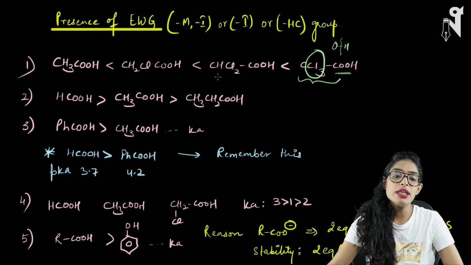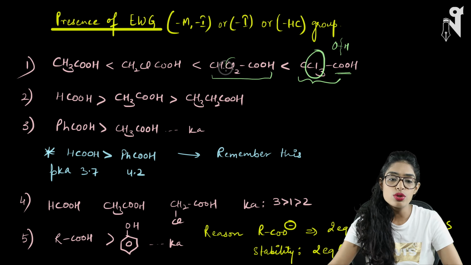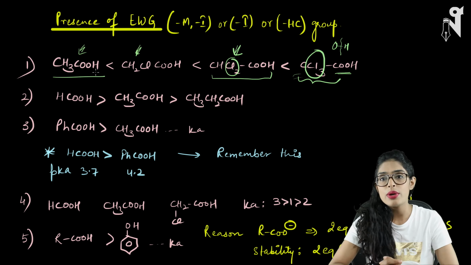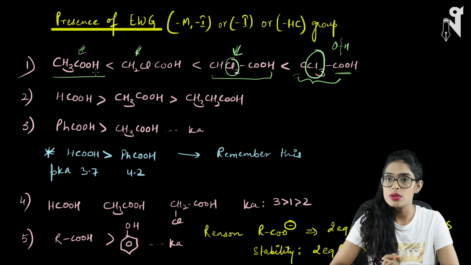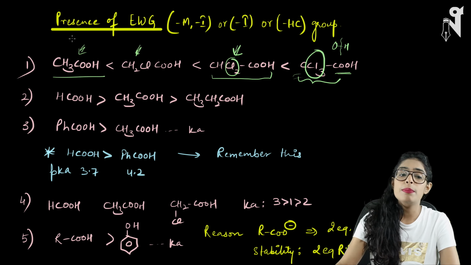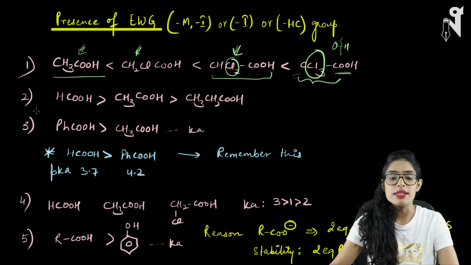Now, when you talk about CHCl2COOH, again there are 2 electron withdrawing groups. So the acidic strength will be lesser than CCl3COOH, but at least better than the others. So the presence of 2 electron withdrawing groups will increase the acidic strength. Then comes this one, and then comes this one. CH3COOH will have the least acidic strength because no electron withdrawing group is present. So that's how we have arranged them according to increasing Ka order or increasing acidic strength.